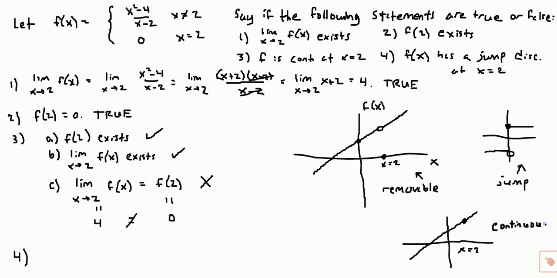So the statement f of x has a jump discontinuity at x equals 2, that is false. And I guess I didn't write the statement here, but of course for part 3 that is false. It is not continuous. Okay.